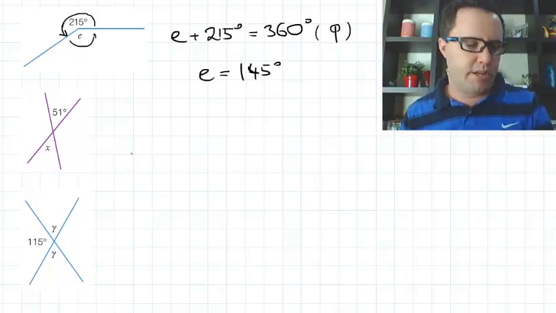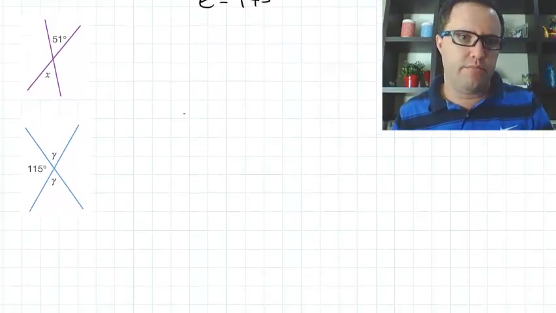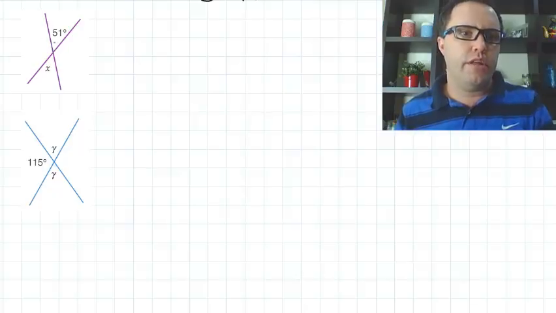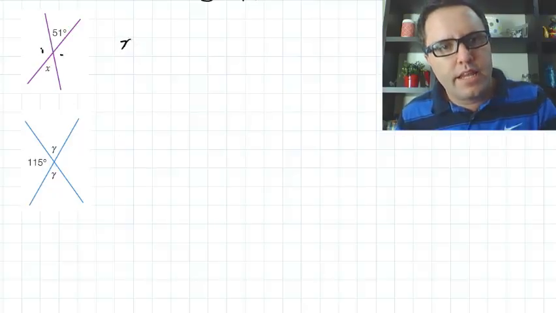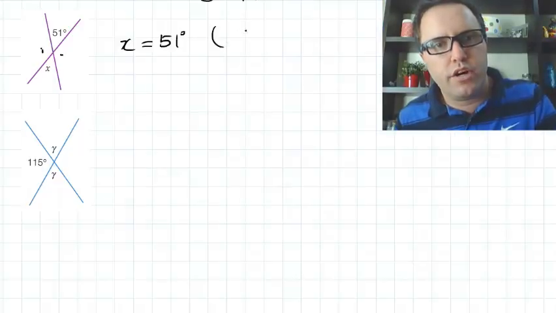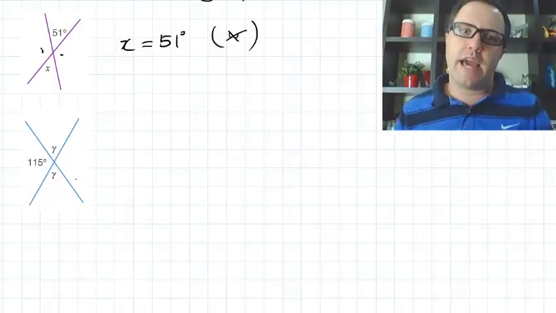I know this video is running a bit long, but I'm trying to show you a lot of examples so you can see all the different rules in play. Here's one here. So x and 51 degrees, it doesn't matter what these two on the side are, because we can say that x is equal to 51 degrees because of our vertically opposite angles rule.